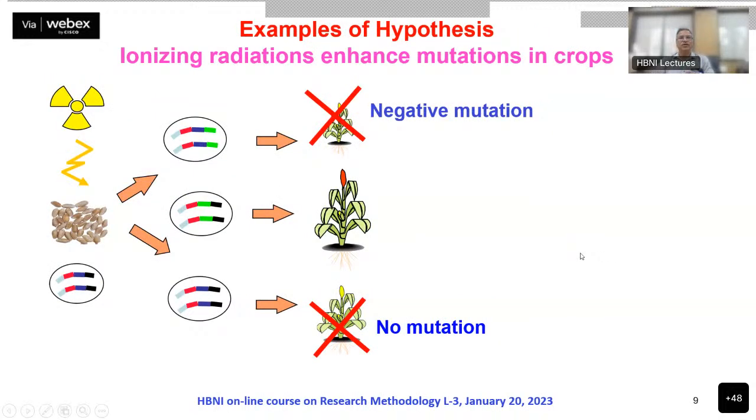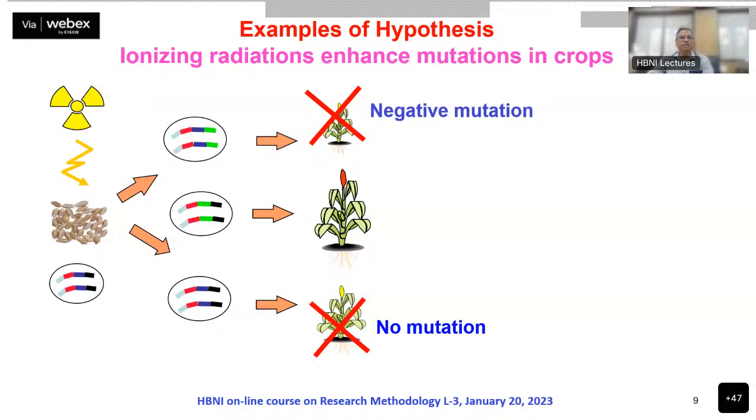Okay, so I'll just give you one or two examples of hypotheses. Now it comes to some of the relevant research. Some of you may be involved, people who are in the field of agriculture, nuclear agriculture. So don't worry too much if you don't understand what it is about. The hypothesis is that ionizing radiations enhance mutations in crops. It may enhance, it may not enhance.